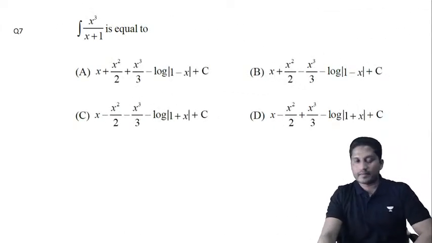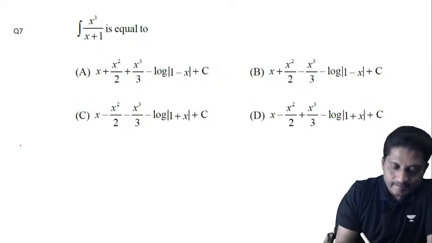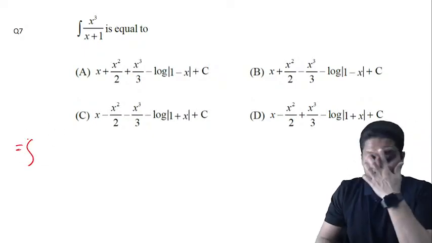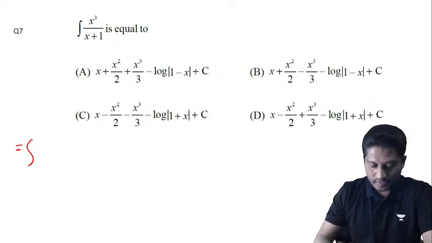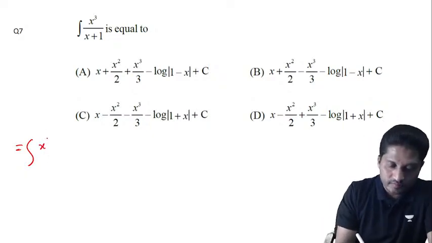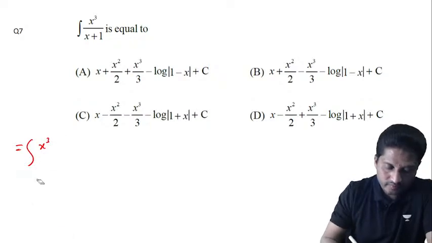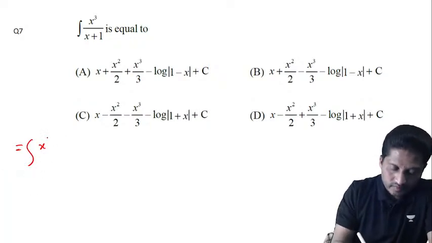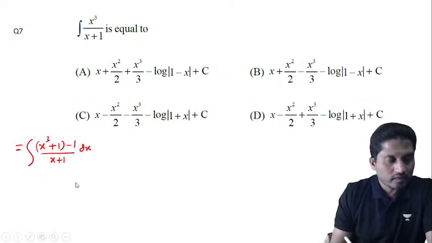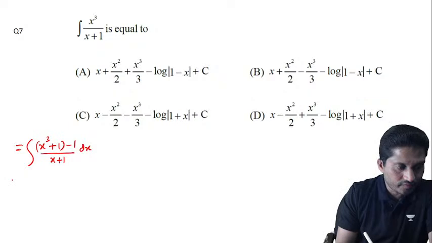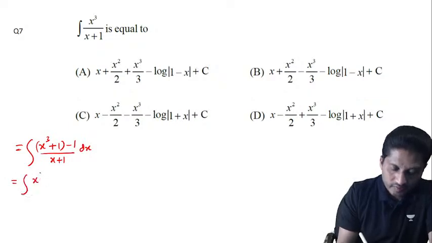Okay, x cube divided by x plus 1. It's an improper integral, right? Either you have to divide numerator by denominator, or I can write this as x cube plus 1 minus 1 whole divided by x plus 1 dx. Now this can be written as integration of x cube plus 1 divided by x plus 1 minus integration of 1 divided by x plus 1 dx.